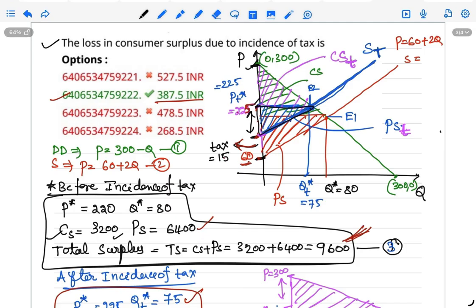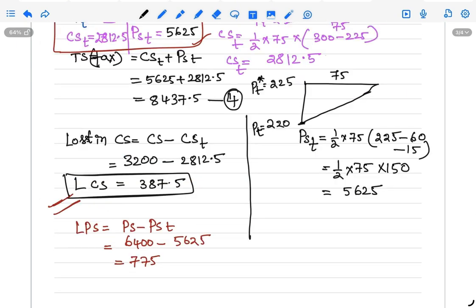This is important. This gap is the tax, that is 15 rupees. This is 60, the y-intercept. You can remember this point. So this is wrong, we don't know this value. After this, this is 60 and this value is 15 tax. So we want this distance: 225 minus 15 minus 60. So this is the value. Okay.